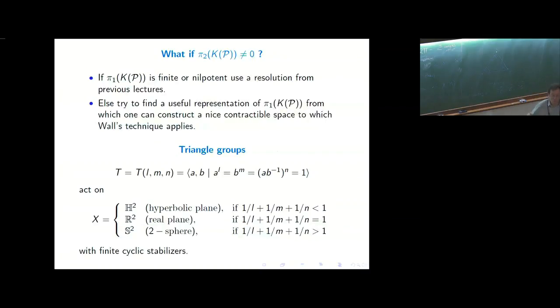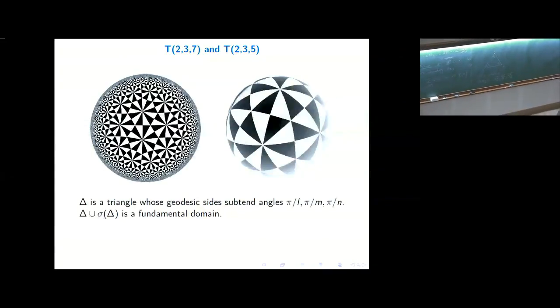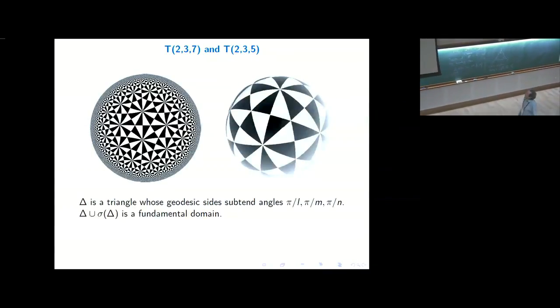So you get an action of the group. Once you've got an action, you can ask for fundamental domains. So Wikipedia, fortunately, gave me some lovely fundamental domains. I've taken LMN equal to 237 and 235.